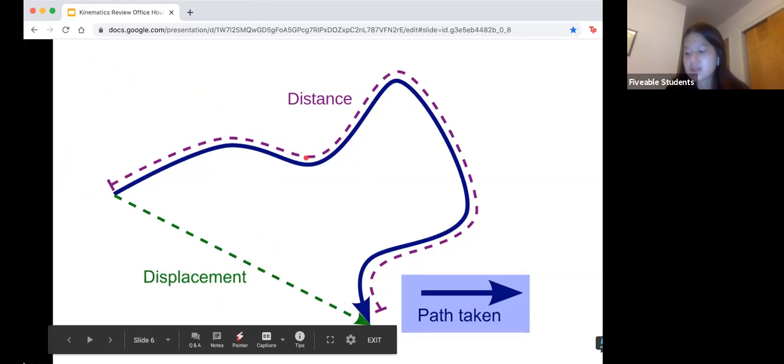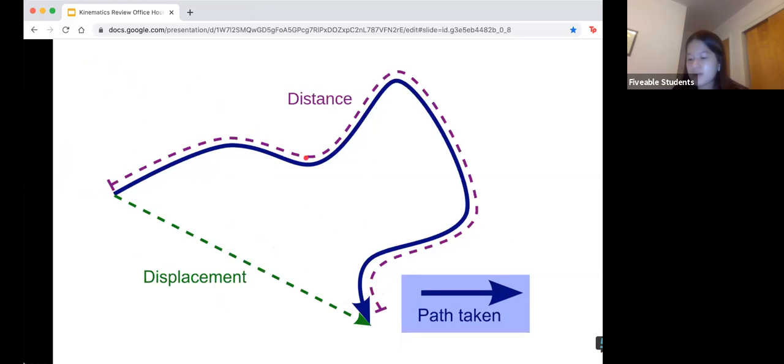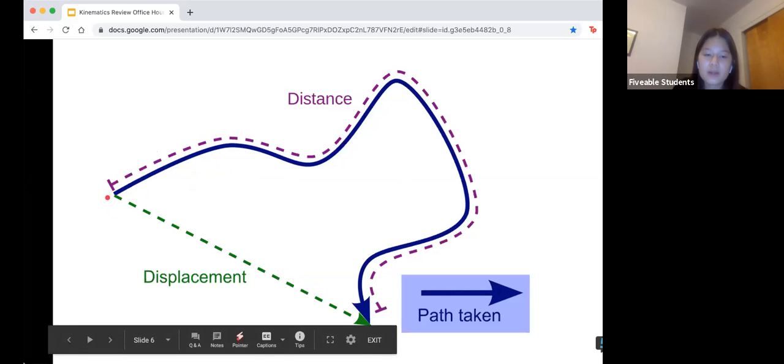However, distance, just like its definition, represents the total amount. Distance cares about that stuff. Distance cares whether you go forward, backwards, right? All of it's just added up. Displacement, really important, only cares about the initial and the final. Change in position.